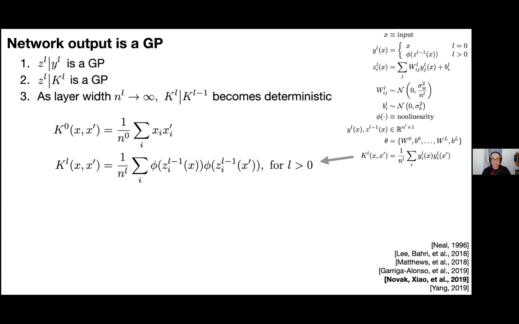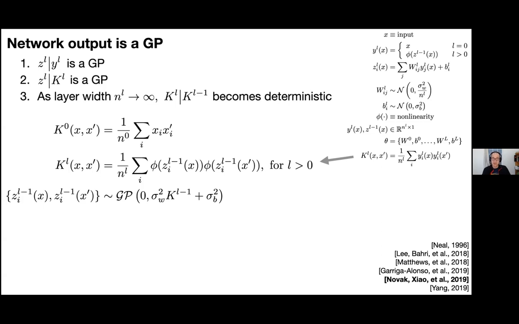However, from step two above, we also know that the distribution over pre-activations in the layer below, ZL minus one, are themselves samples from a Gaussian process given the Gram matrix KL minus one from the layer below. And so what this means is that KL here is a sum over units i of phi of z_i^(L-1) for inputs x and x prime, divided by the number of units. So KL is an average over samples from a Gaussian process.